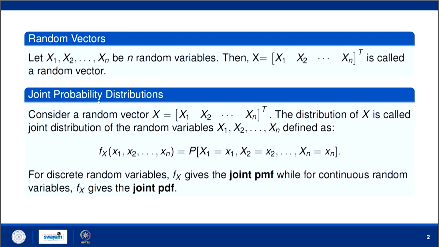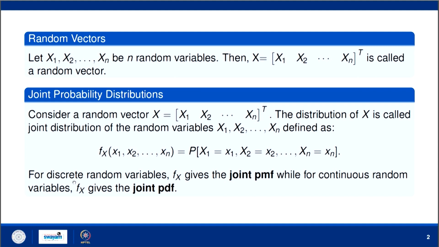Now, joint probability distribution. Consider the random vector x, which is (x1, x2 up to xn) transpose. The distribution of this random vector x is called the joint distribution of the random variables x1, x2 up to xn, defined as f_X(x1, x2 up to xn). This means the probability that capital X1 takes the value x1, capital X2 takes the value x2, and capital Xn takes the value xn.